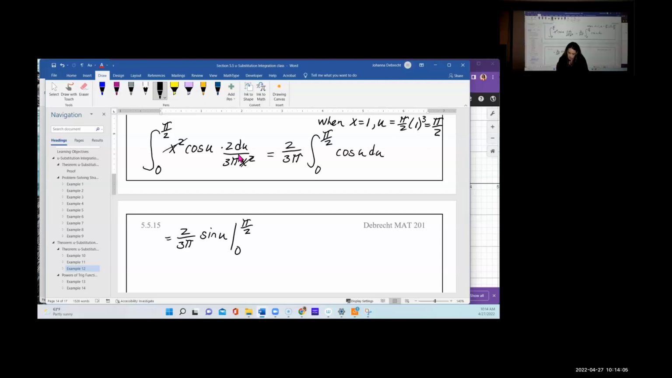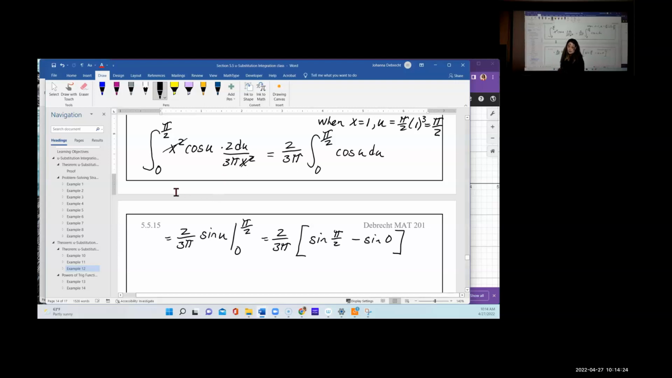evaluated between 0 and pi over 2. I leave the 2 over 3 pi on the outside as a constant multiple, plug in the upper limit of integration, and then subtract what I get when I plug in the lower limit of integration.